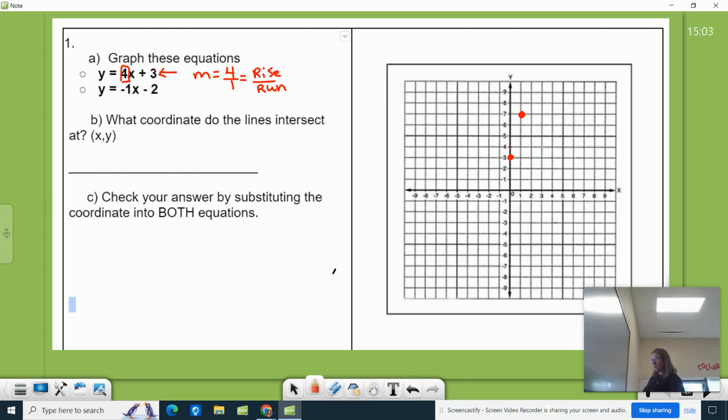And now that we have two perfect points on our graph, we're going to make a line. And you're going to use a ruler.